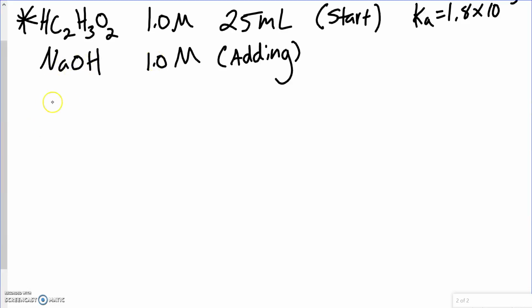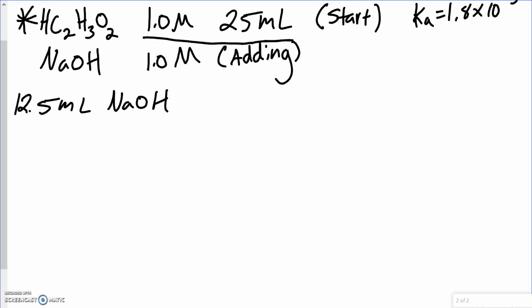So in this case, our midpoint is going to be when we add 12.5 milliliters of the sodium hydroxide to our 25 milliliters, 1 molar acetic acid. Now, how did I know that was my value? Well, because if you go back here and we look at our original values, 1 molar, 25 milliliters, we have 0.025 moles of acetic acid.